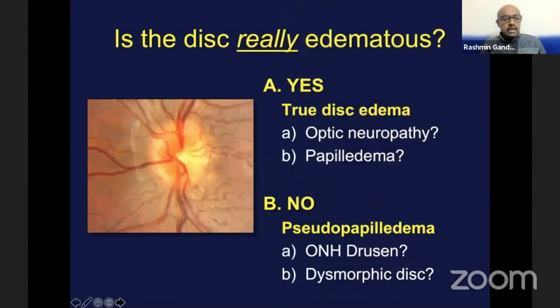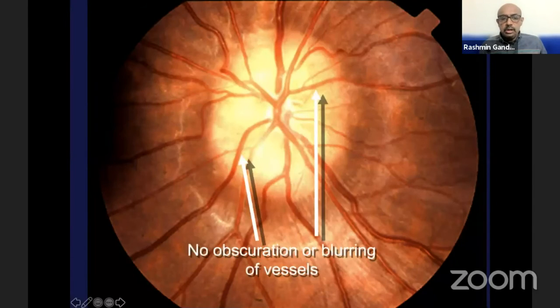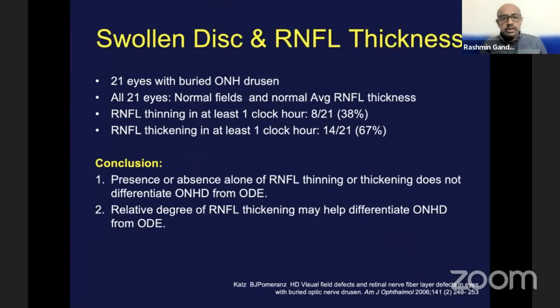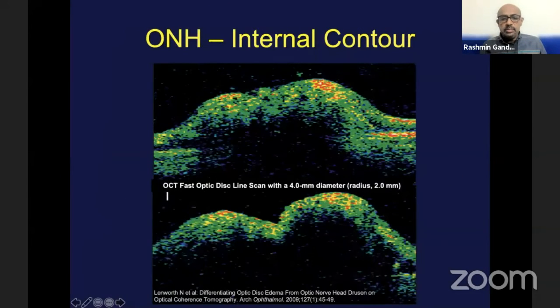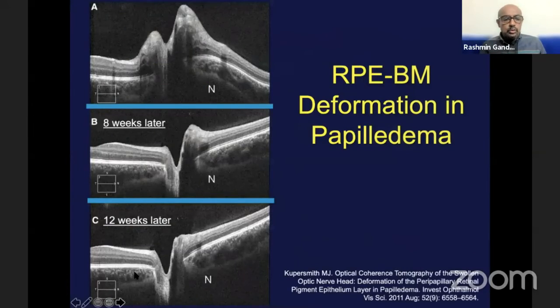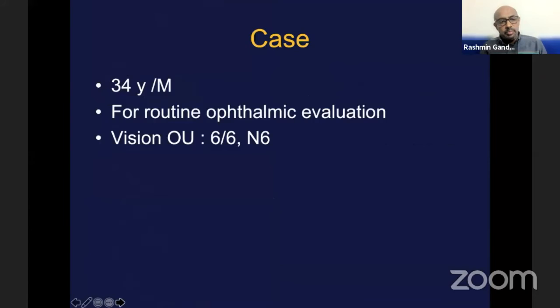neurons. The other important use of OCT is to differentiate between a true disc edema and a pseudo disc edema like drusen. With drusen, the internal contour of the disc will be lumpy, bumpy, while a true disc edema will have a smooth contour, which is again a reflection of papilledema causing a disruption of RPE and Bruch's membrane.